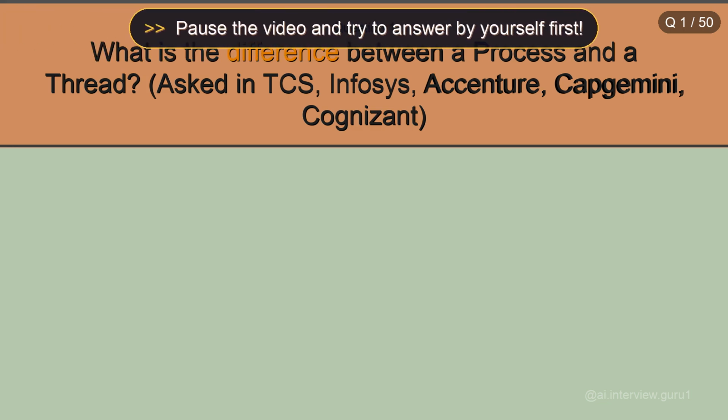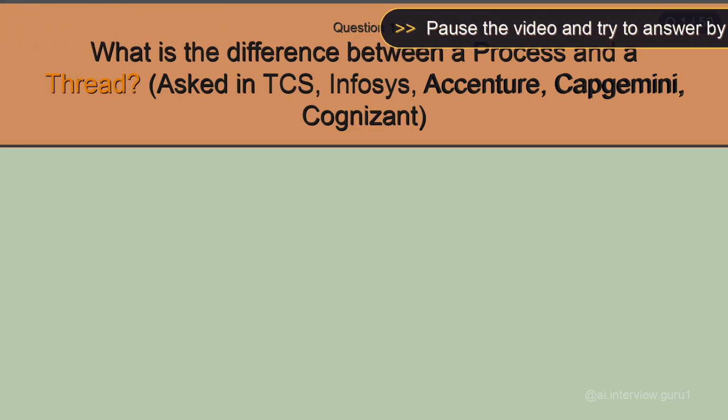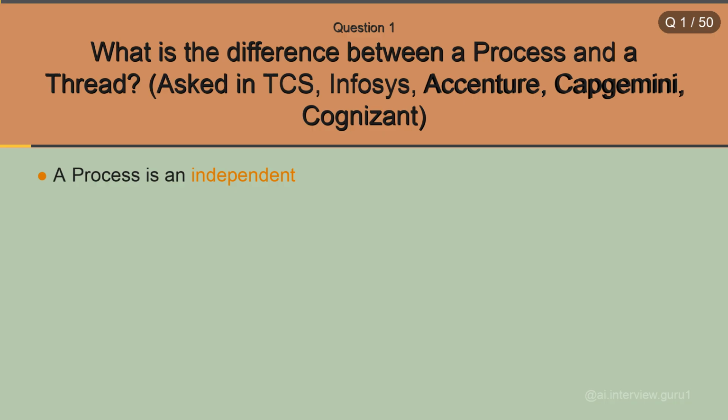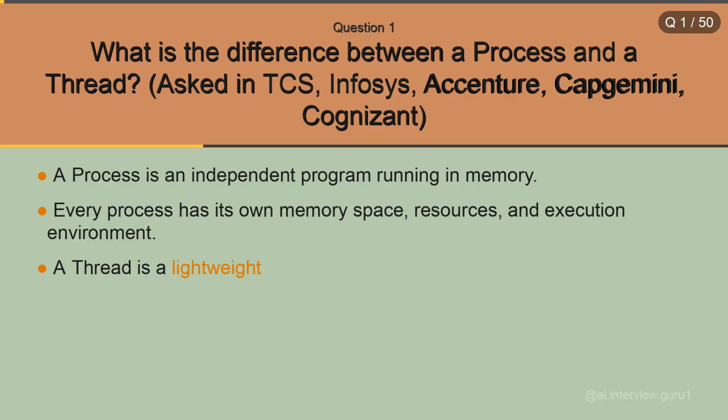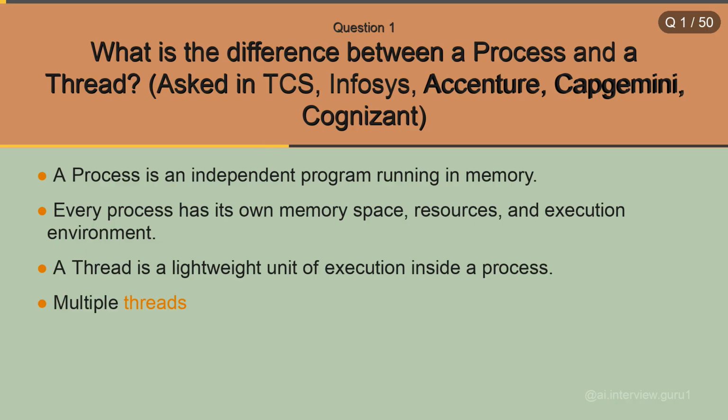What is the difference between a process and a thread? A process is an independent program running in memory. Every process has its own memory space, resources, and execution environment. A thread is a lightweight unit of execution inside a process. Multiple threads share the same memory and resources of the process.